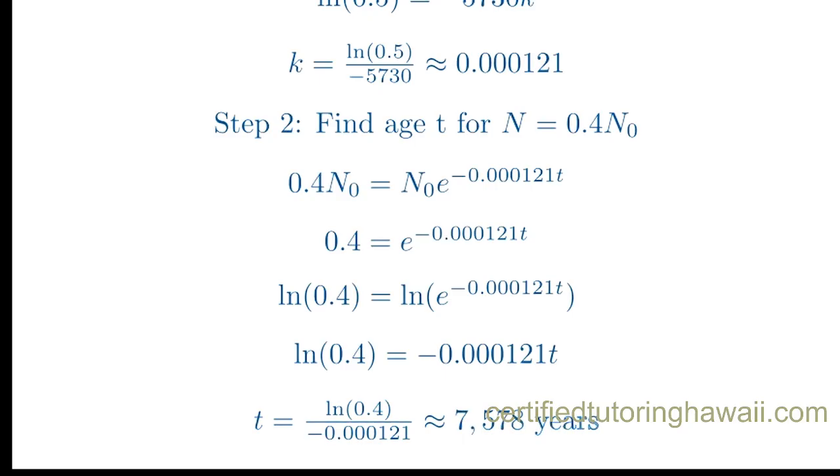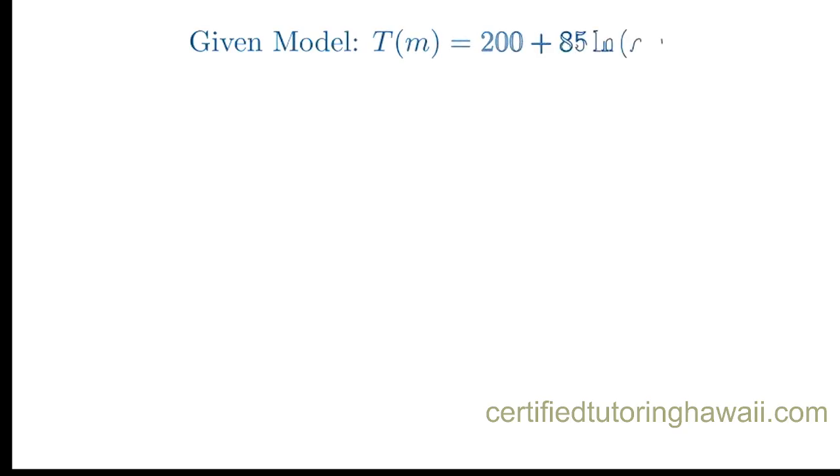That's a powerful application. Once you have a model, one of its main purposes is to make predictions. Logarithmic models can be used in two primary ways for this. Let's use our website traffic model from earlier. The number of visitors, T of m, equals 200 plus 85 times the natural log of the months, m.